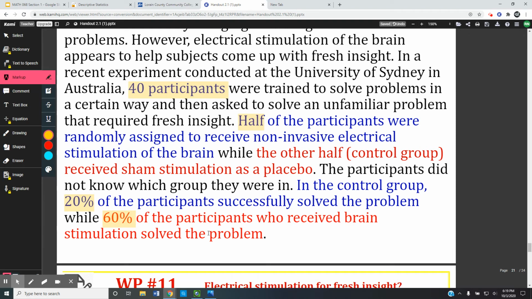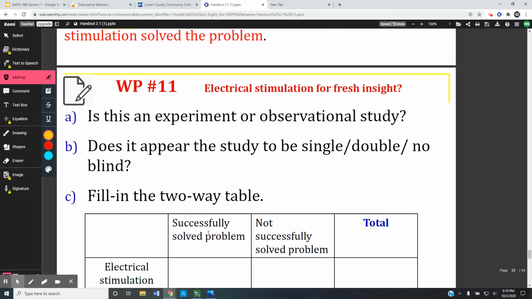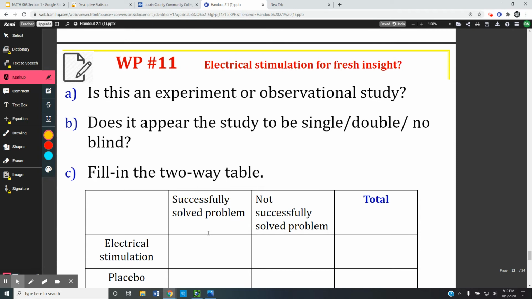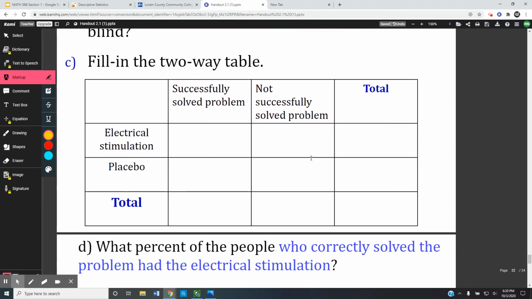So let's go down and see what our questions are here. Is this an experiment or is this an observation? Well, obviously this is an experiment because we have a control group, and we are putting people into groups and giving them electrical stimulation. Does it appear that this study is single, double, or no blind? Well, it appears it's single because it says the participants did not know. It didn't say anything about the observers knowing or not. So now we have to go get some numbers here, and we've got to figure some things out.